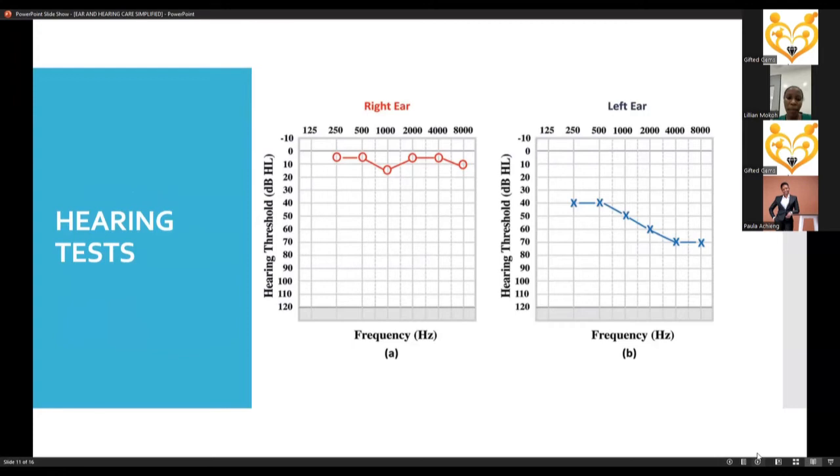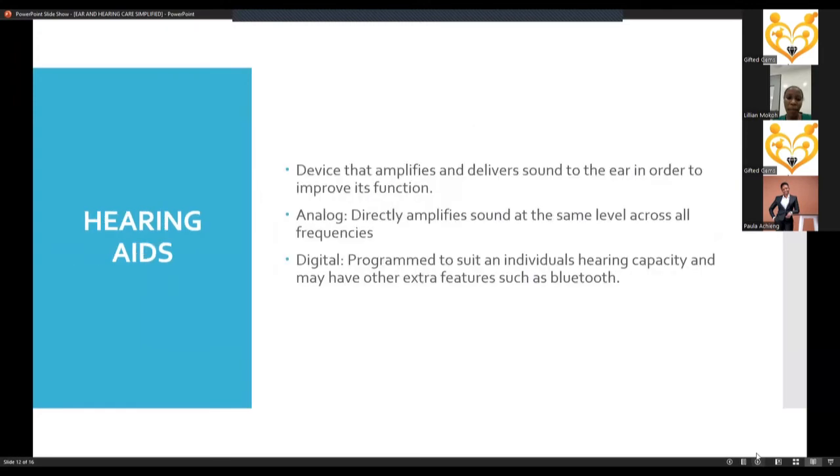So if you have a graph that is looking like the one on the left ear, even lower than that, then you know that you probably have a hearing loss. That is after you have done the hearing test. This is the most commonly done hearing test. It is called a pure tone audiogram. We have other hearing tests that are a bit more complex, but this is the basic one for everyone to know. The others are done for children or even for adults.